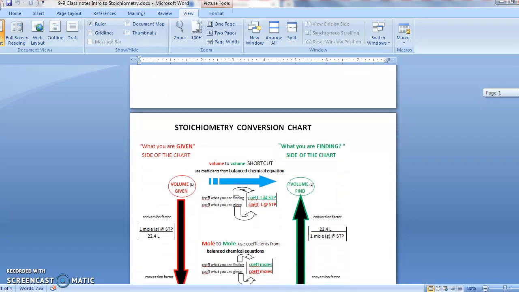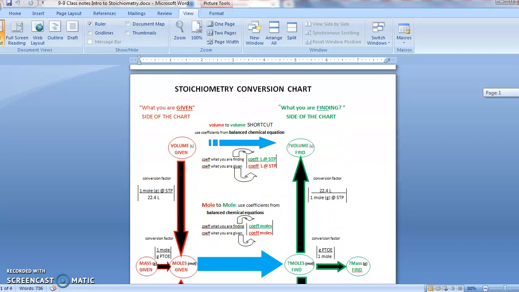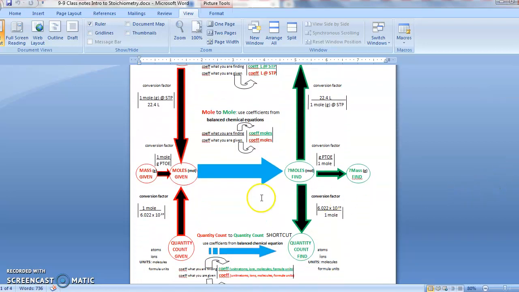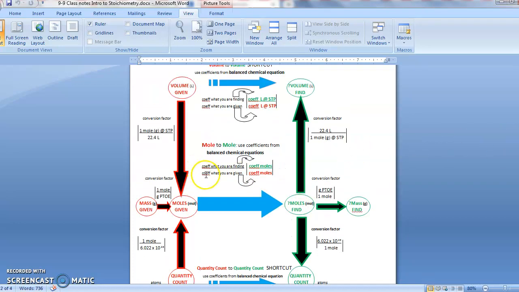Here it comes. The stoichiometry conversion chart. What we learned to do earlier this week was to convert moles of one thing to moles of something else using the coefficients from the balanced chemical equation. So this is the side of the chart that we already worked on.